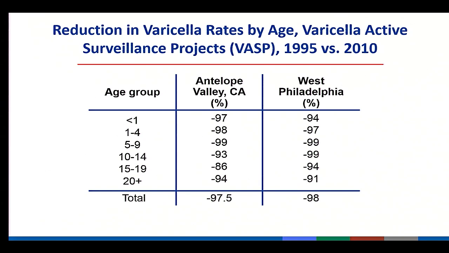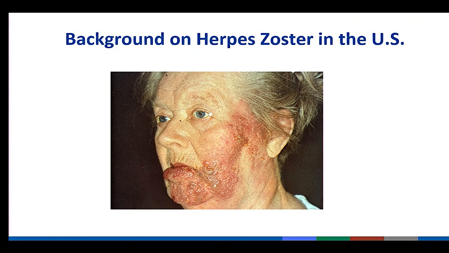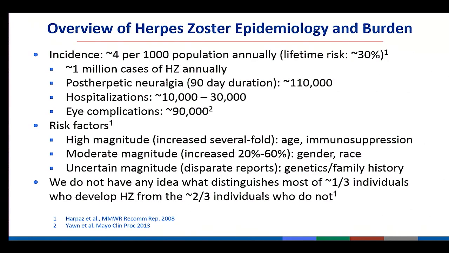There were huge declines in all age groups, including infants under 1 year of age. Since infants are not eligible for varicella vaccine, the reduction in this age group was presumably due to the reduction in force of VZV infection, i.e. herd protection. So let's now move on to herpes zoster in the United States.